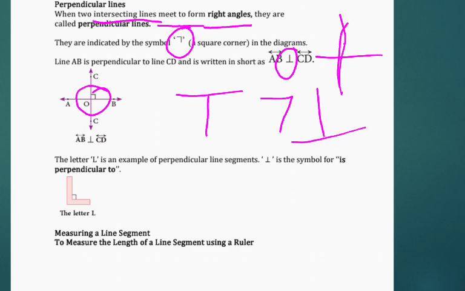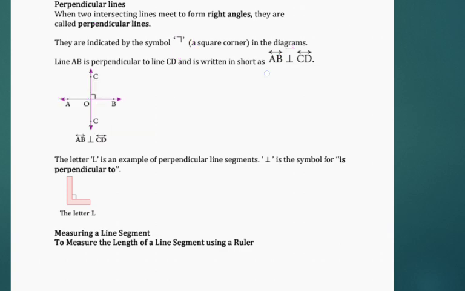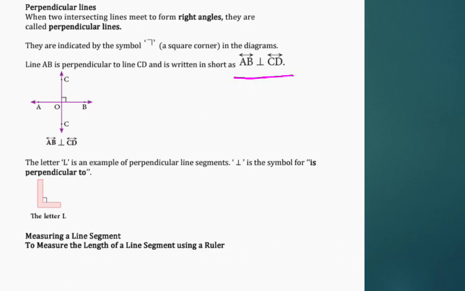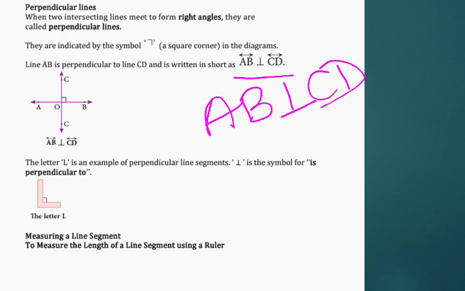So AB is perpendicular to CD here, where both AB and CD meet at O at a 90 degree angle. Therefore, AB is perpendicular to CD. AB is perpendicular to CD. Like this we can write, right?